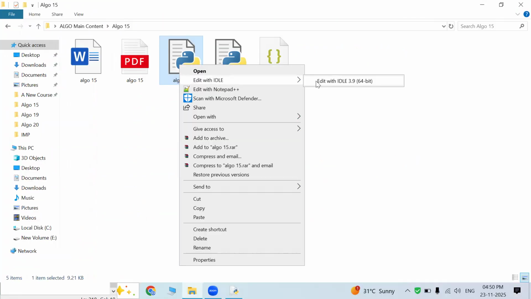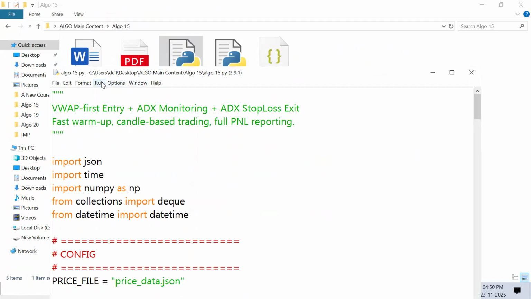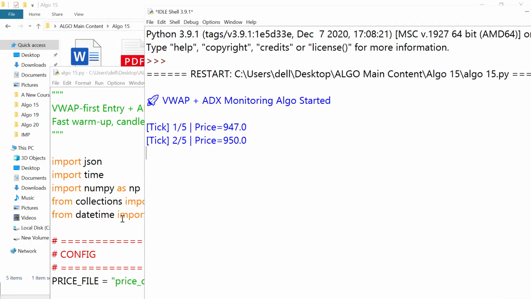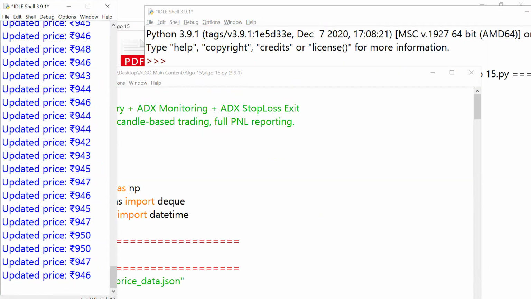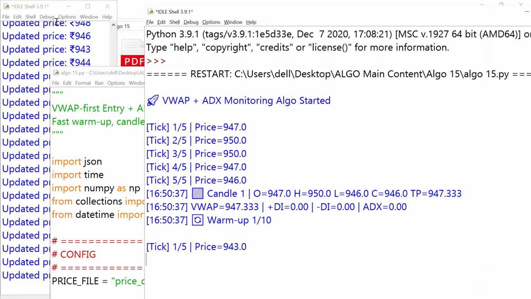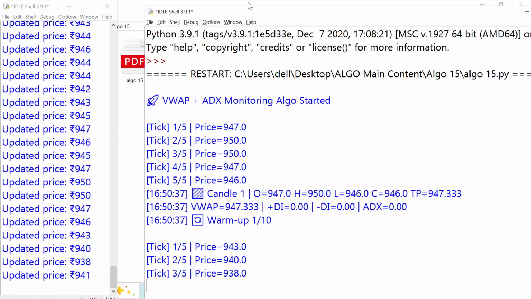So I'm going to start my algo again and let's see what is happening. The worst case scenario we have already seen. We are again getting our algo started. Okay, let me adjust these windows. I'll close this. Okay, so we have two windows ready with me.